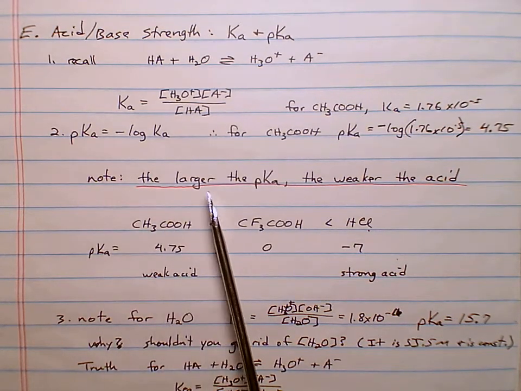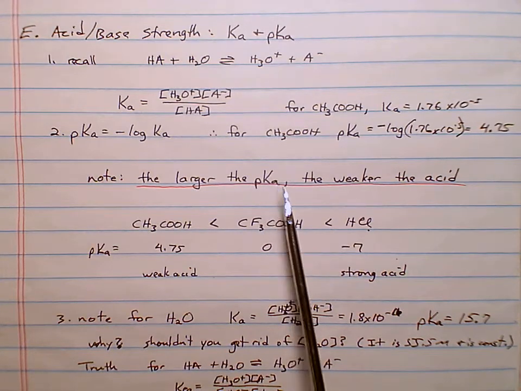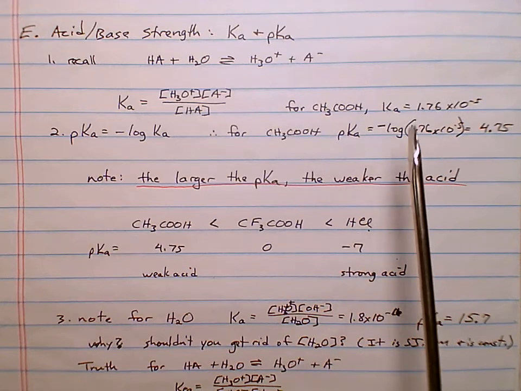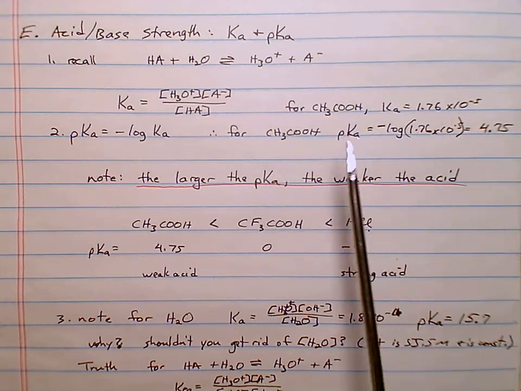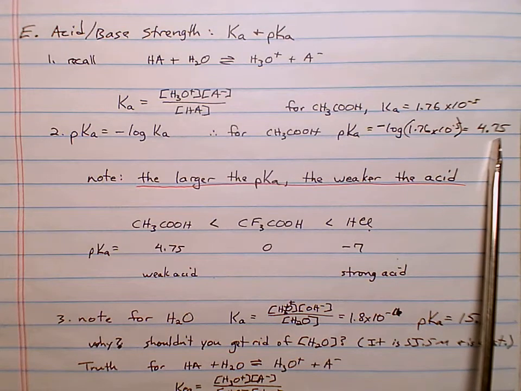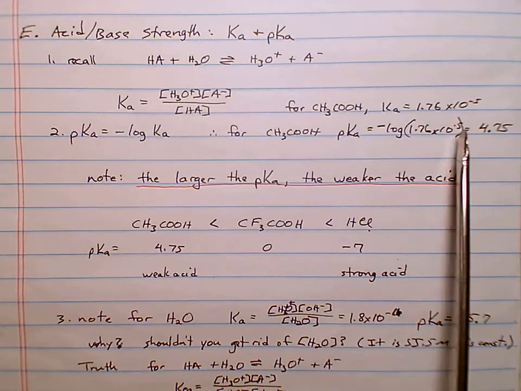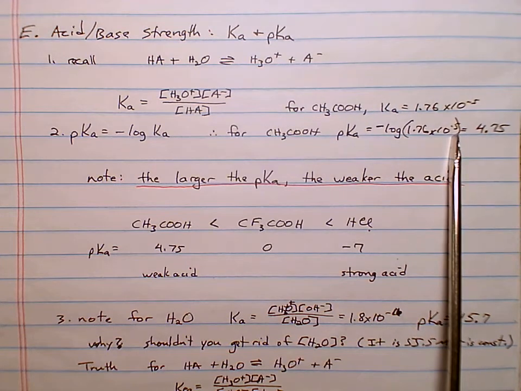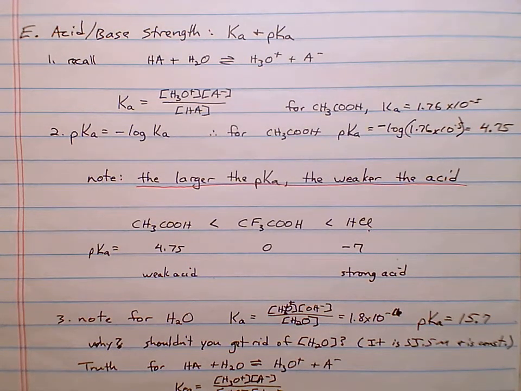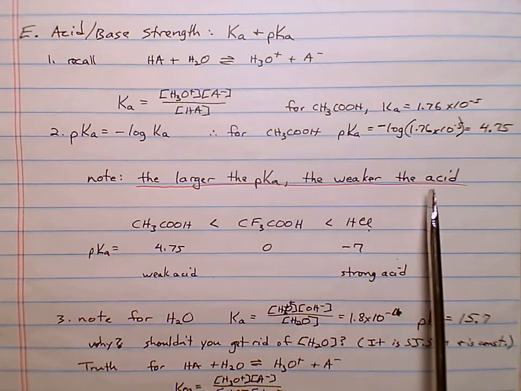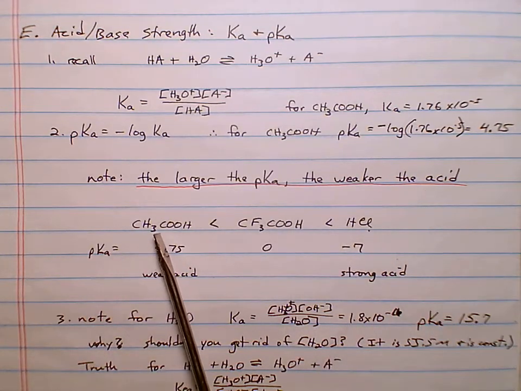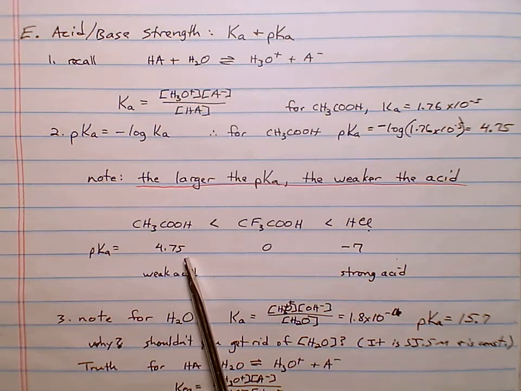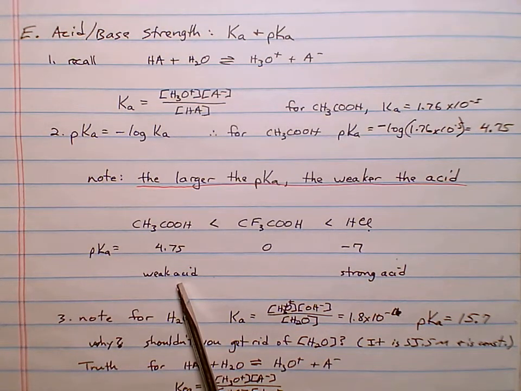Here's the deal. The larger the pKa value, the weaker the acid is. Remember, pKa is the negative log. So the larger this number is means the smaller the Ka. Times 10 to the negative fifth, times 10 to the negative 10th gives us a larger pKa value. Larger the pKa, the weaker the acid. So CH3COOH has a pKa of 4.75. We call that a weak acid.